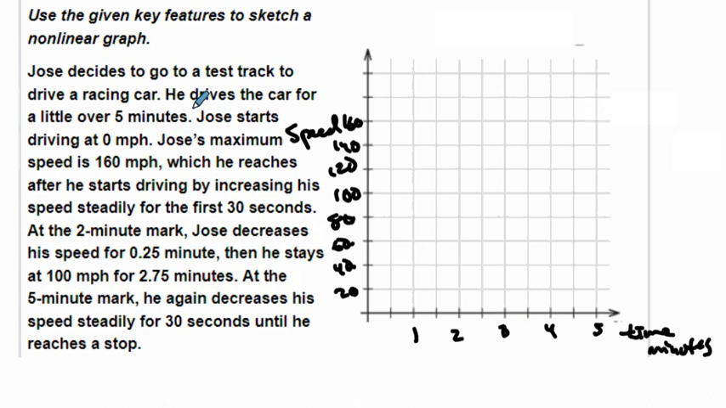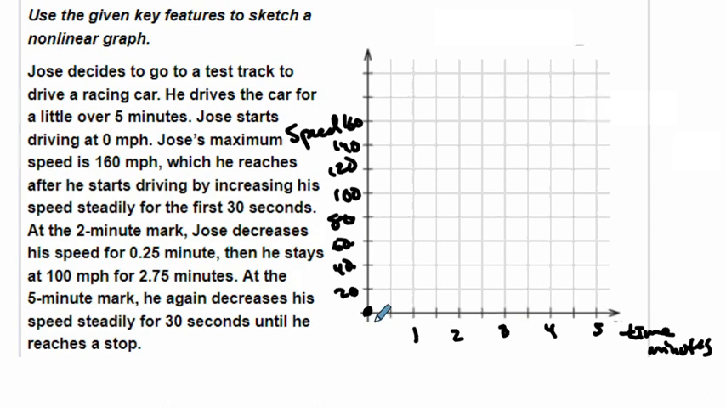So let's start from the beginning again. He drives the car for a little over 5 minutes. Jose starts driving at 0 miles per hour. That means he's starting right here. His time is zero, and he's at 0 miles per hour. That makes sense because you can't usually get into a car if it's moving already. Now we know his maximum speed is 160 miles an hour, which he reaches by increasing his speed steadily for the first 30 seconds.